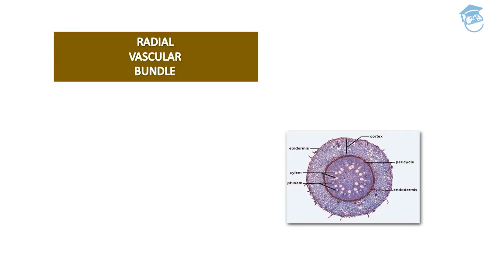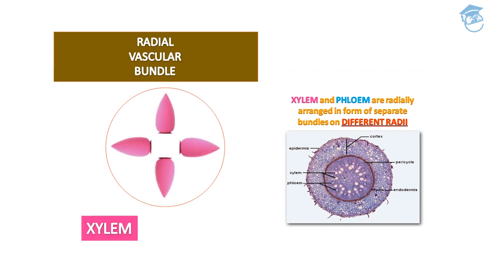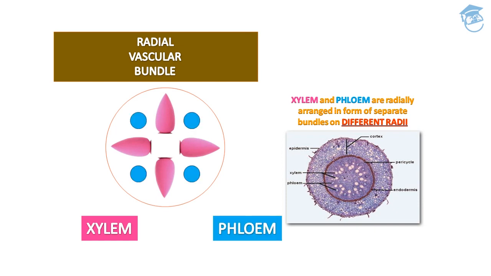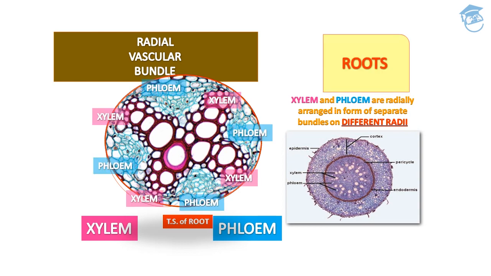First, we'll talk about the radial vascular bundle. Xylem and phloem are radially arranged in the form of separate bundles. Okay, like this. See, this is the xylem, which is represented by this pink color. This is phloem, which is arranged in the radial form in separate bundles on different radii. And this is the transverse section of root. As you can see, this blue part is phloem and this pink part is xylem. So this is the radial vascular bundle, which is seen in root.